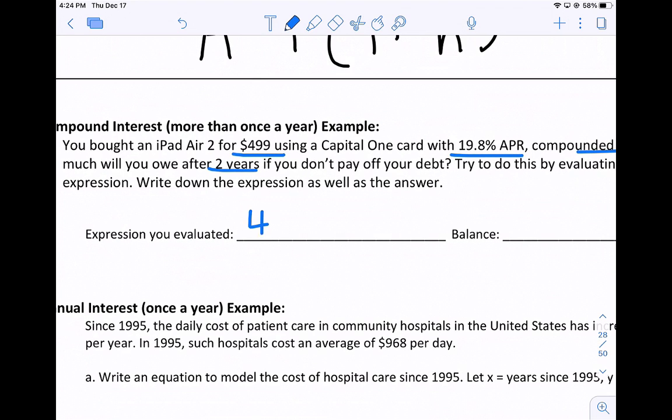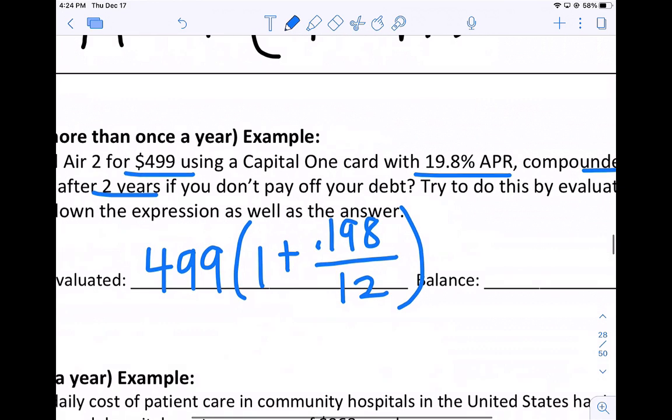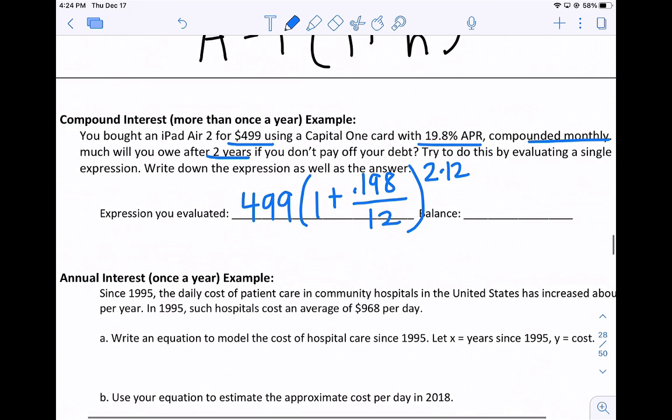All right, so we're starting with $499, your iPad Air. Our interest is increasing at 19.8%. As a decimal, you divide that by 100, you get 0.198, or move the decimal over twice. We're dividing it by 12 times a year because they're going to calculate that 19.8% per year, but for every month, so they divide it out. And then we're going to do this for 2 years. But it's 12 times a year for 2 years, so really 24 times that they're doing that. All right, let's put this in our calculator and see how much we owe when we originally paid just $499.